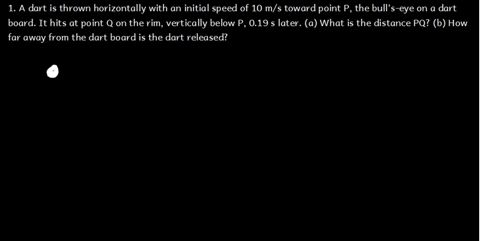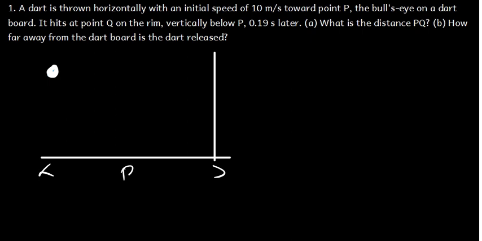Okay, so it was thrown. Now we are going to consider that we have got a limb. This is our limb here. This is going to be our horizontal distance, and we know that horizontal distance is what we call the range. So this is going to be my range. Now part B is saying how far away from the dartboard is the duck released, meaning they're asking about the range. Okay, what is the distance PQ?